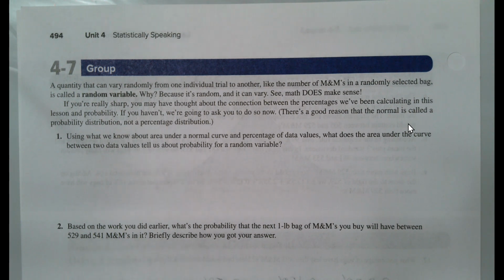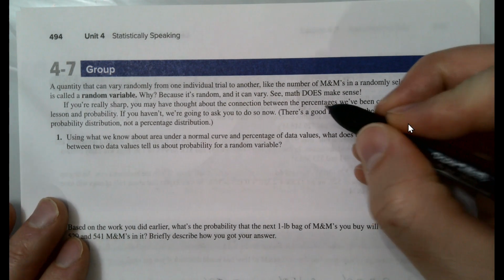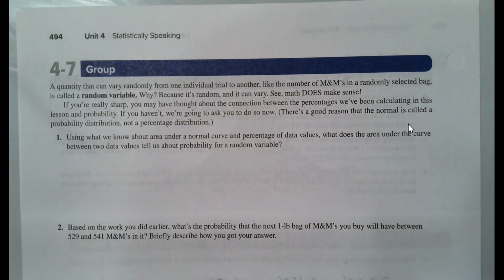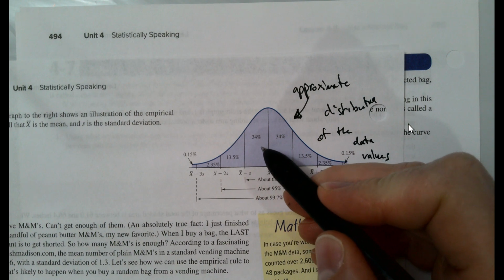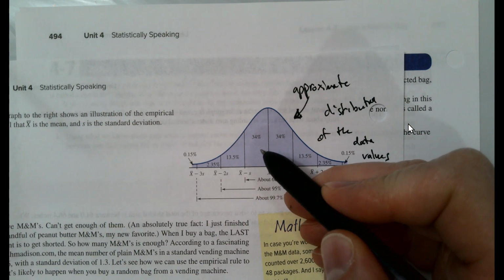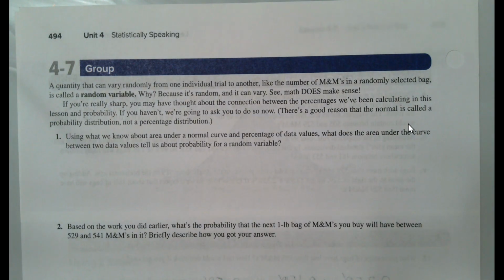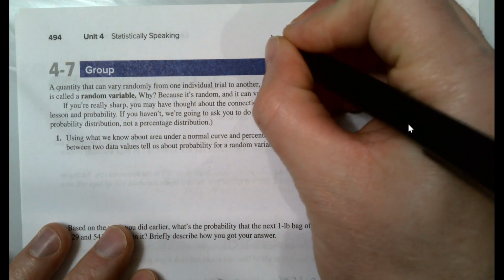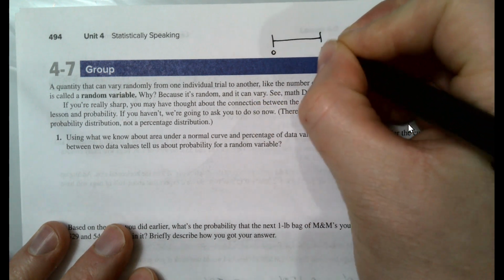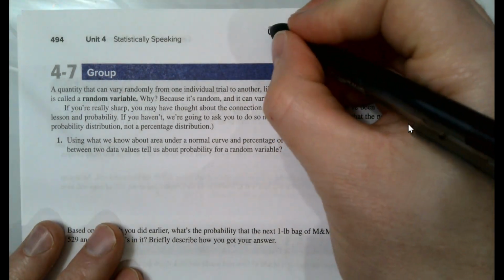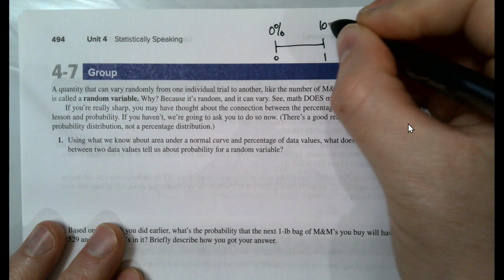What we want you to know, and I kind of mentioned it already, is that those percentages under the curve are also probabilities. They're the same thing. But we already talked about that, right? We knew from 4.1 that percentages and decimals and fractions could all represent a probability, provided they were a value between 0 and 1. That's the key thing. They had to be between 0% and 100%.